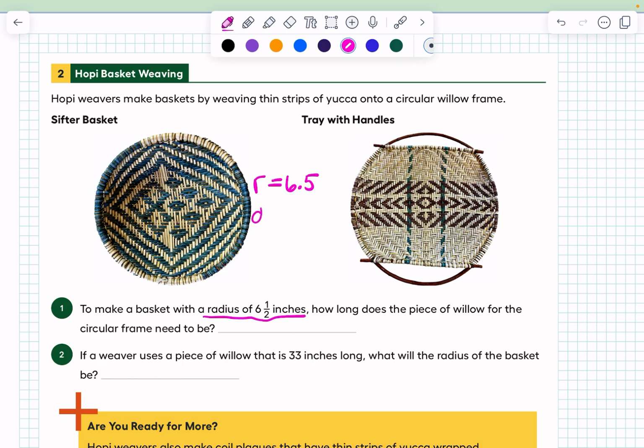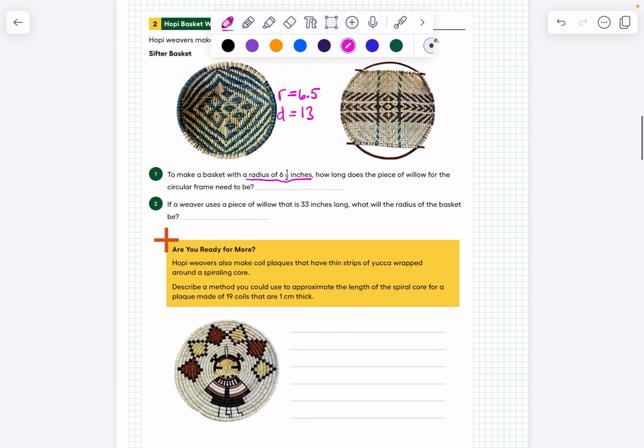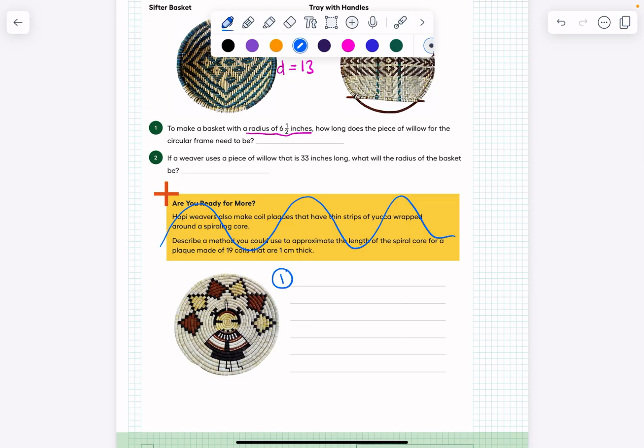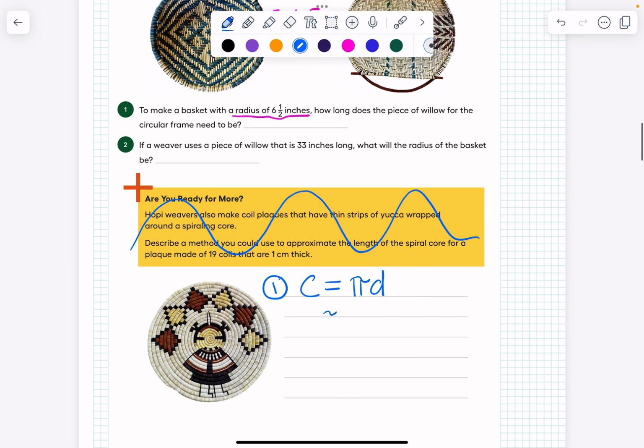If r is equal to 6.5, then do you agree that the diameter would be twice that amount? So we would have to do 6.5 times 2 or 6.5 plus 6.5, but we would end up having the diameter be 13. There's not a lot of space given here, so you can cross out "Are you ready for more?" and let's use this space right here. We need to write out our formula: circumference is equal to pi d. So it's approximately 3.14 times 13.